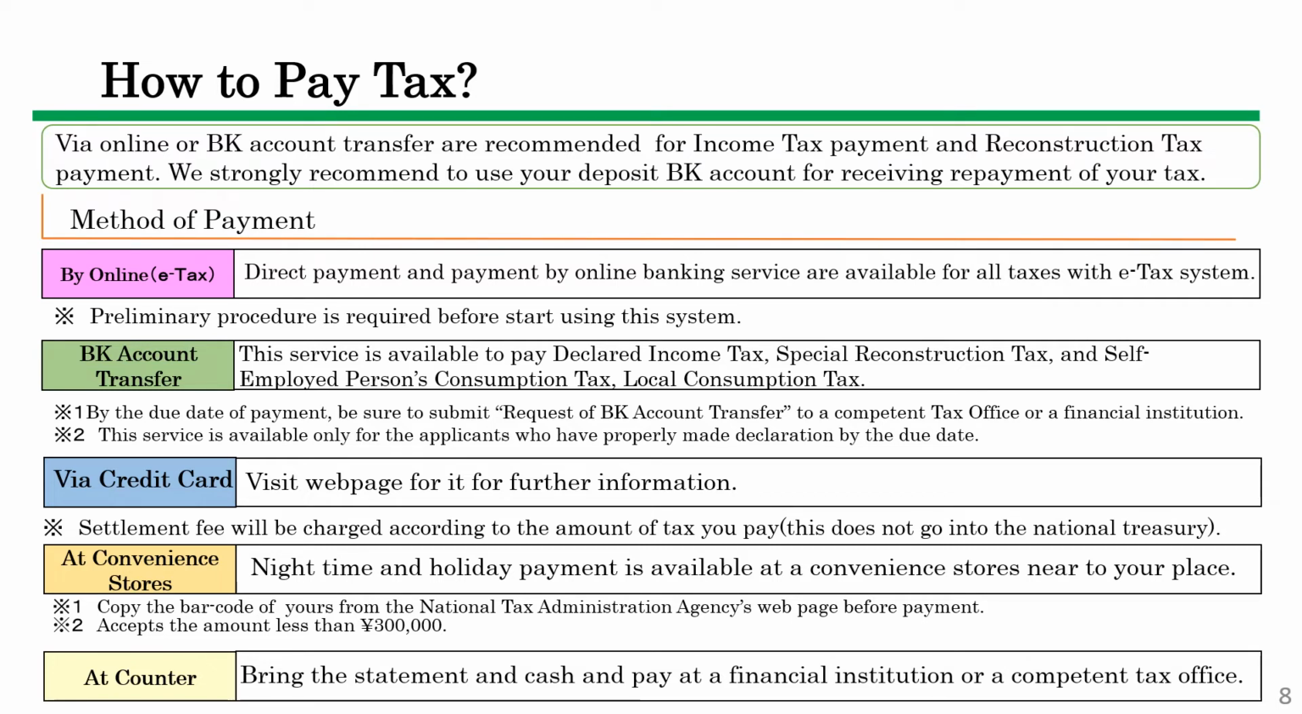3. Payment by credit card. This will be accepted from each web page. Note that settlement fee will be charged from your credit card company. 4. Payment at convenience stores. Please copy the barcode from the National Tax Administration Agency's homepage when you use this system. Note that the accepted amount must be less than 300,000 yen. 5. Payment at counter. This is a payment at post office, bank or competent tax office counter.